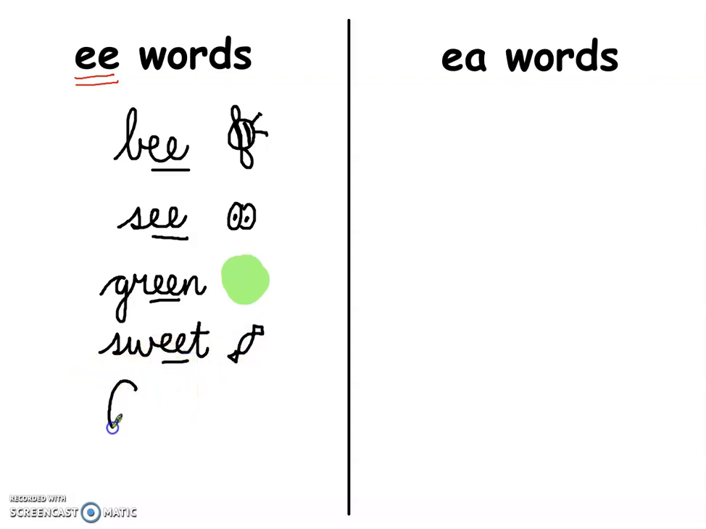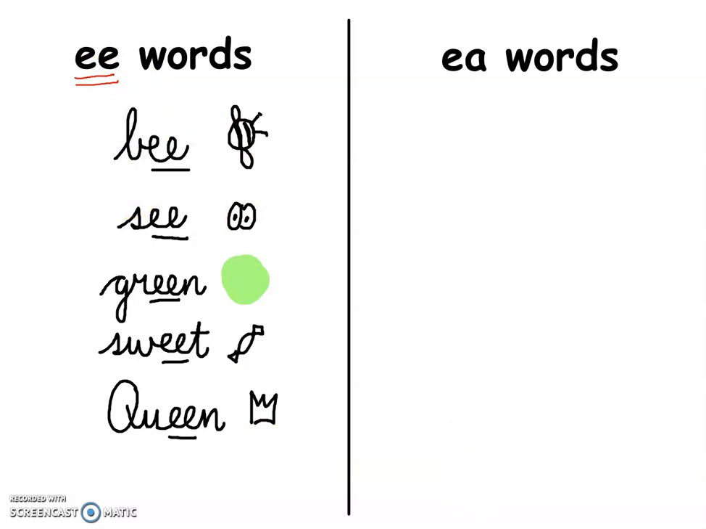Or the word a queen. Very good, the word queen. So we'll draw a little crown. Okay, there's some good E words using the double E digraph. Now I'd like you to pause the video and see if you can think of any double E words of your own.